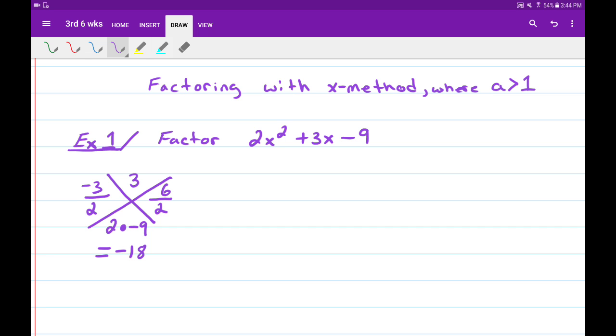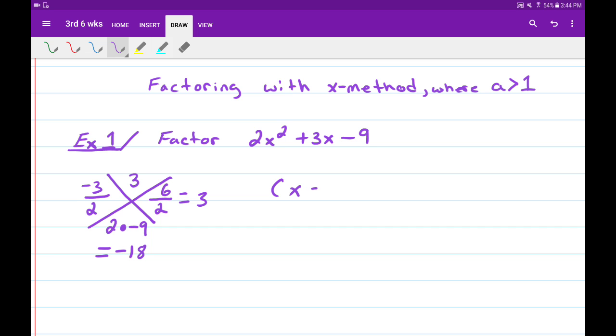Okay, so additional to the X method, now that we have this denominator that's not a 1, we got to see if those fractions reduce. So on the left side of the X, -3/2 does not reduce evenly. However, 6/2 on the right side does, and that becomes a +3. All right, so in step 4, that's where we write it in intercept form.